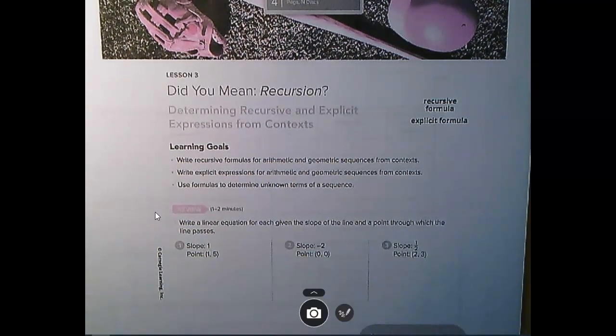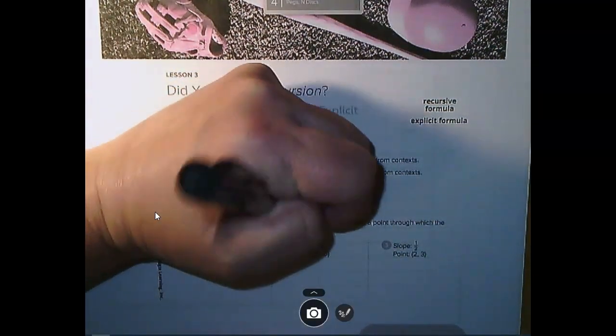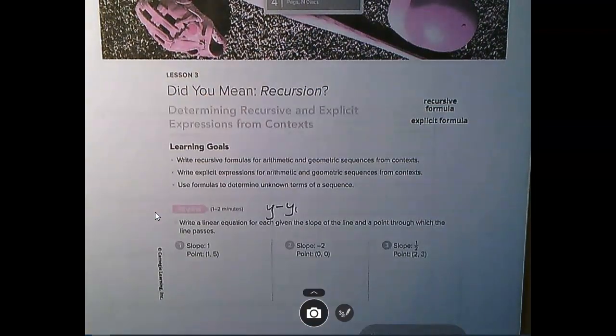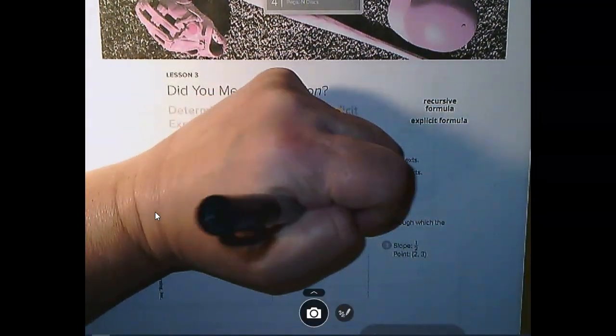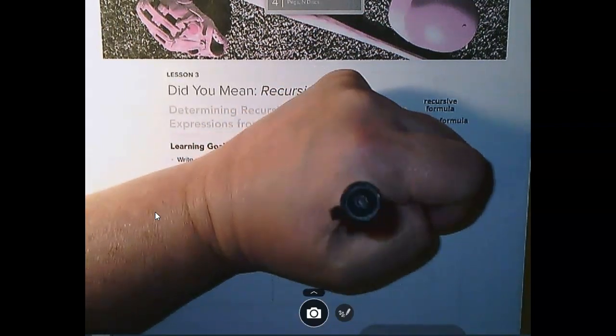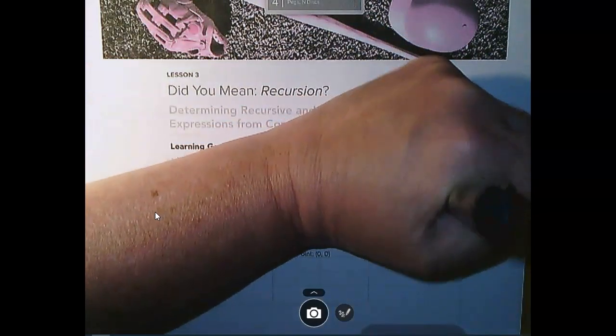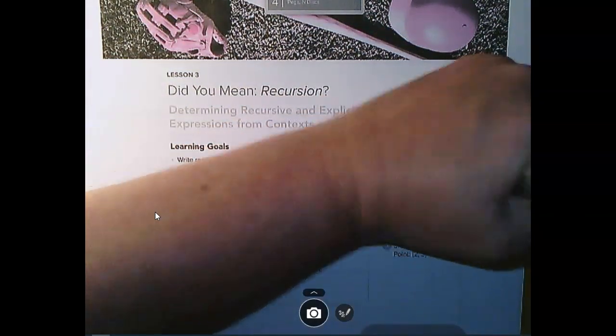And the equation that you used was y minus y1 equals m, which is slope, times x minus x1. And this is related to something that you studied in 8th grade. In 8th grade, you probably wrote an equation of a line using almost always this form, y equals mx plus b.